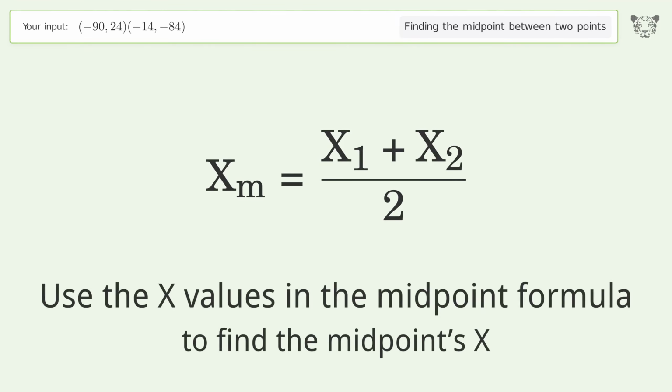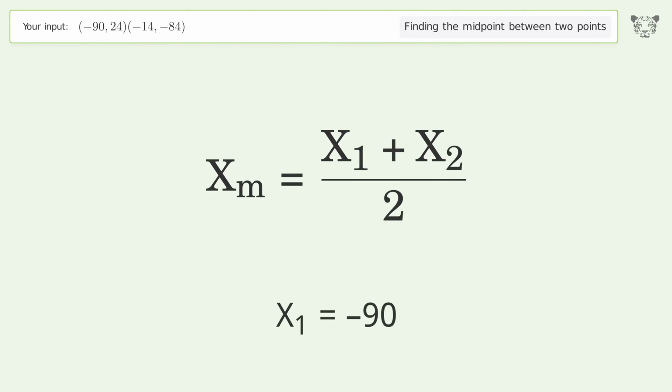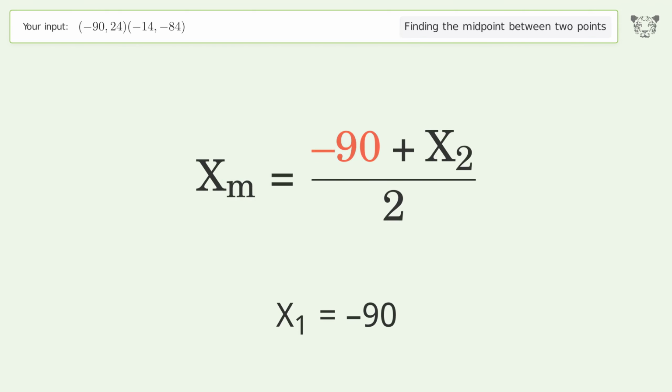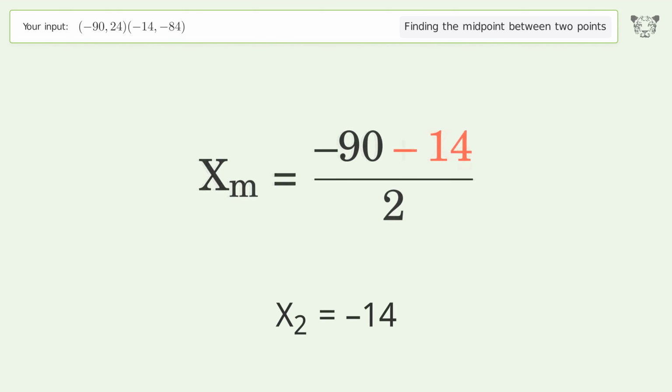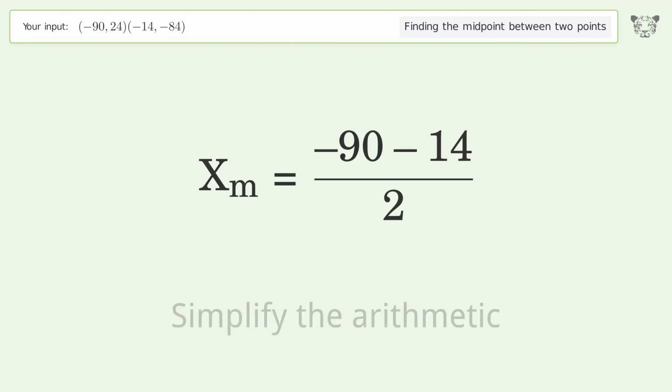Use the x values in the midpoint formula to find the midpoint's x. x1 equals -90. x2 equals -14. Simplify the arithmetic.